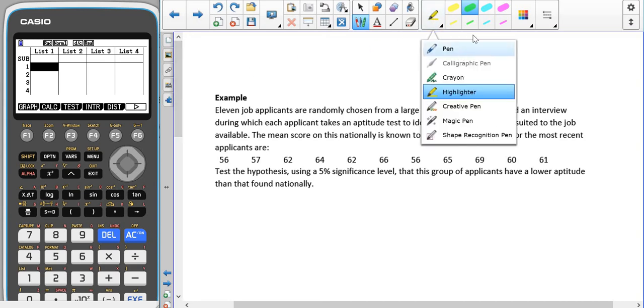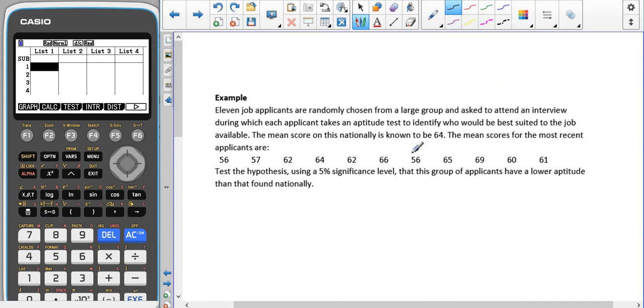Now, it's quite important that we pay attention to the fact that we are talking about the mean, but at no point does it state that these are normally distributed, and at no point does it give us a standard deviation. So that means that this is a Wilcoxon signed rank test. So our H0 is going to be that the median is the same as the population, 64. We write our hypothesis in the same way as we did with the sign test. So then we're having a look if it's lower than nationally, so lower than 64.